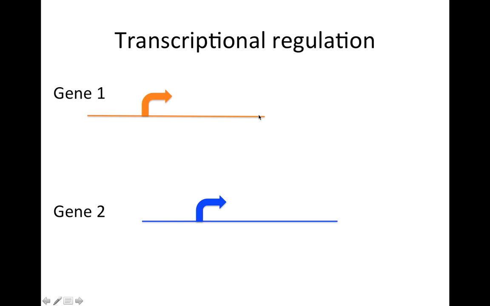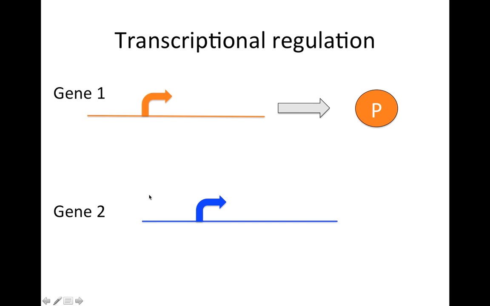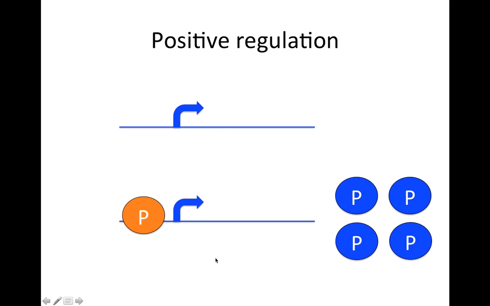So let's see what that looks like. That means we have gene 1. Gene 1 is expressing some protein. And then that protein is coming down and binding near the gene and influencing its expression. So this protein would come down and bind here and influence whether this gene is being expressed or not. So we can have positive regulation.